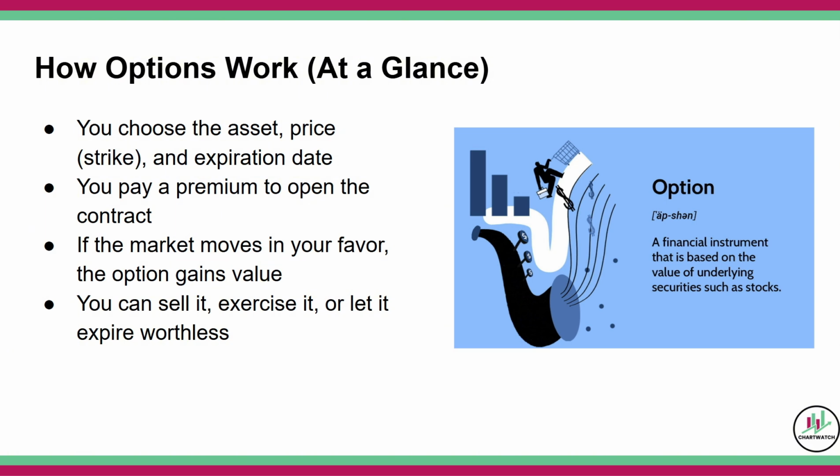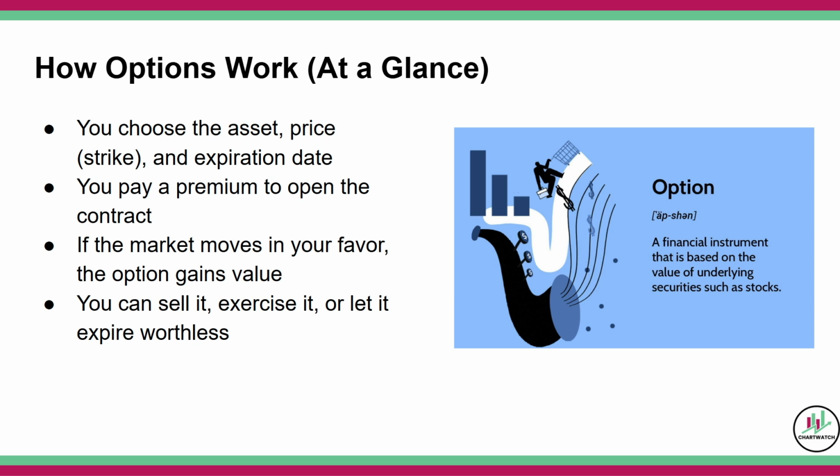Now, in order to open that contract, you have to pay a price up front. This is where the money is made from the seller's point of view. And that cost is called the premium. It's a one-time payment and it's not refundable, even if you never use the option. You could think of it like an insurance premium or reservation fee. You're paying for the right to potentially make a trade without being obligated to do so.